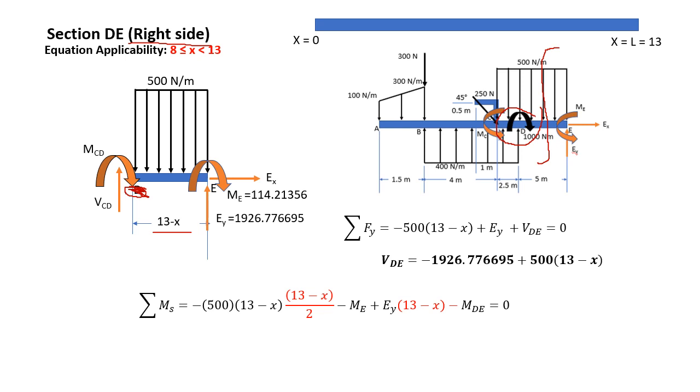Also, we would sum moment still at the section. So negative 500 times 13 minus x times 13 minus x over 2. And then ME, and then EY, and then don't forget ME. So we simplify the equation. This is what our equation would look like.